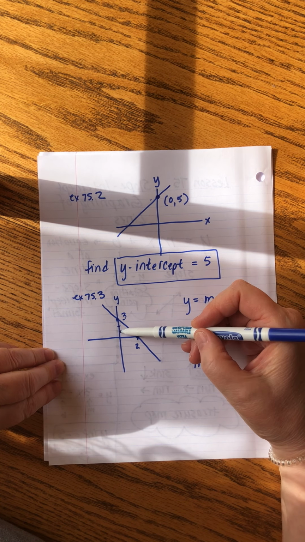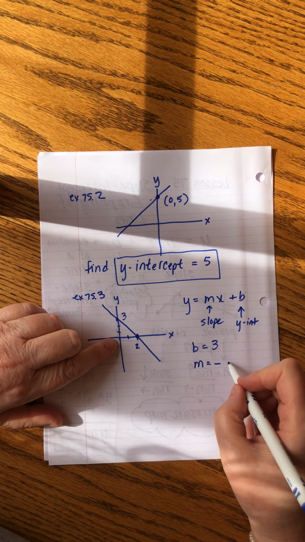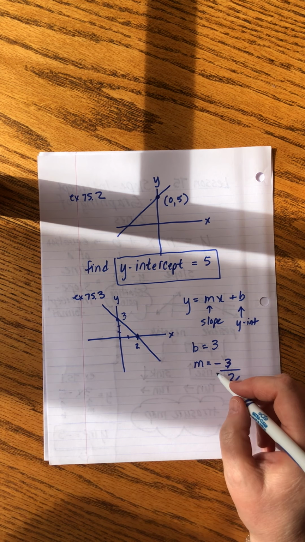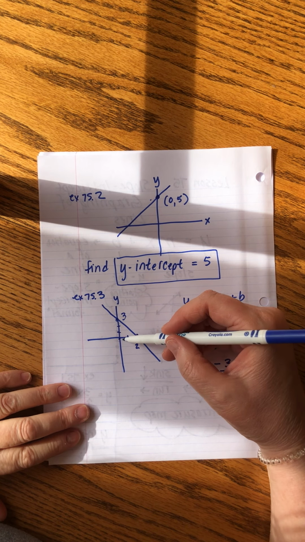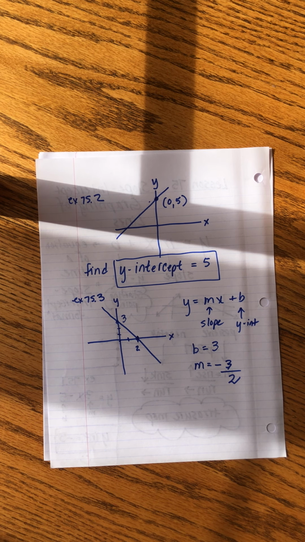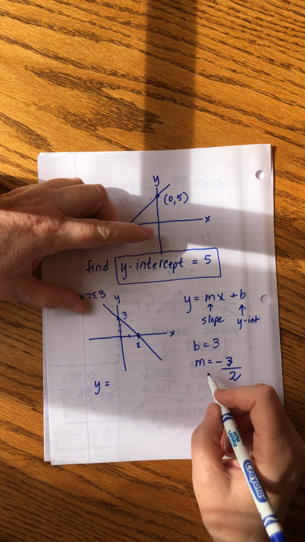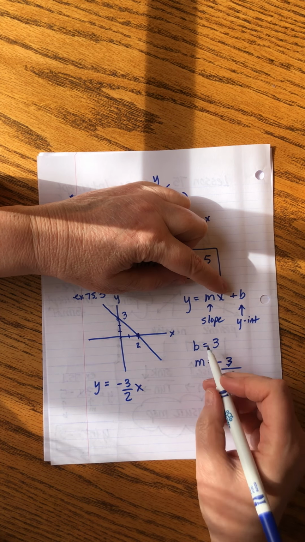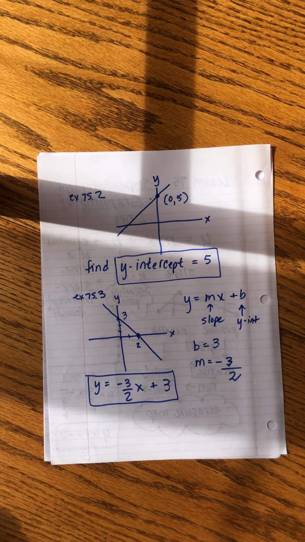We're going to measure how many steps down and how many steps to the right we need to go. So 1, 2, 3, 3 down, and then how many to the right? 1, 2. So our slope in this case is negative 3 over 2. 3 down, 2 to the right, to get from one point to the other. And so now we can write the equation of our line: y equals negative 3 halves x plus 3. Do another one.